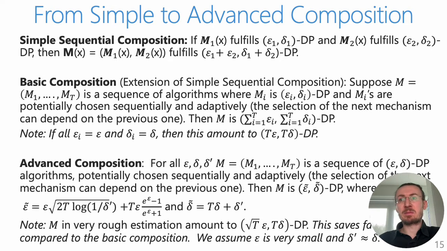And here we basically assume that this delta prime, which is a slack parameter added to compute this epsilon tilde and delta tilde, is roughly equal to delta, which is usually a very small value. So when you train ML models, usually you set this parameter delta to be equal to 1 over the number of data points in the training set. So let's say if you train a model on the MNIST dataset, which contains 60,000 examples, then your parameter delta for training this model with privacy would be 1 over 60,000.